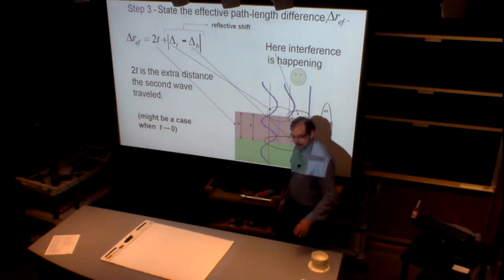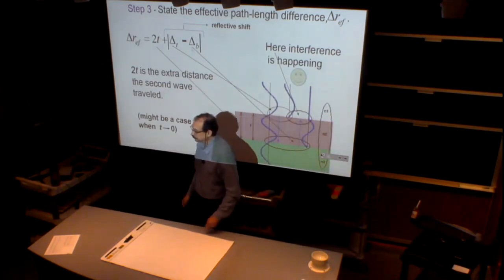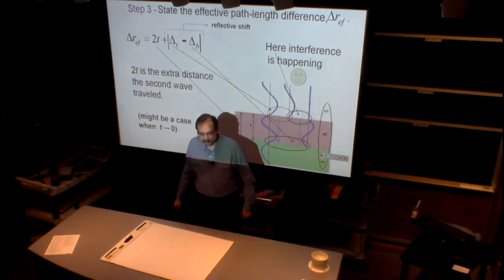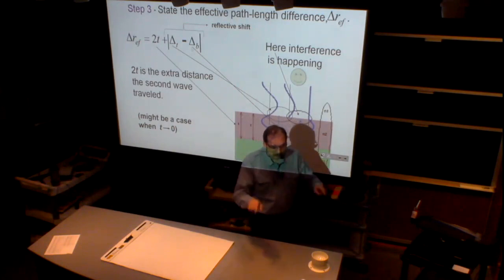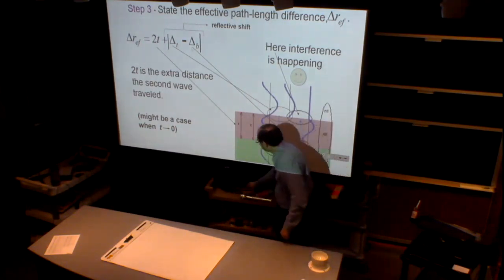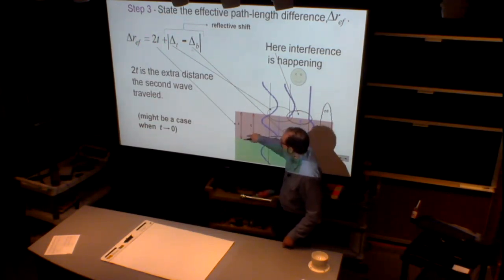And in different textbooks, people calculate effective path length difference differently. I use magnitudes, absolute value. That makes things easier. Some people just use regular parentheses. So what you see here is the actual effective path length difference. It is always equal to the actual physical geometrical plus.